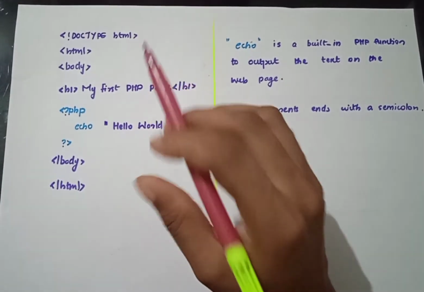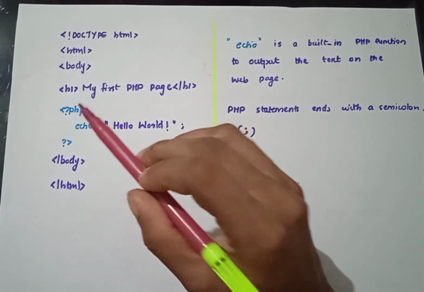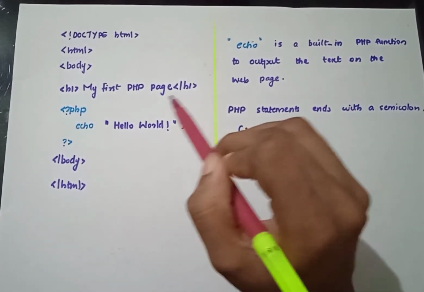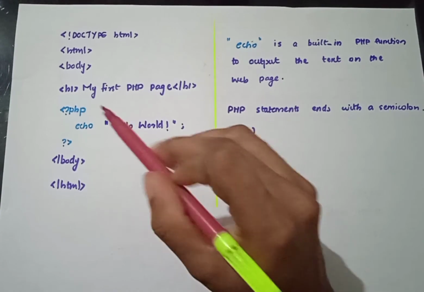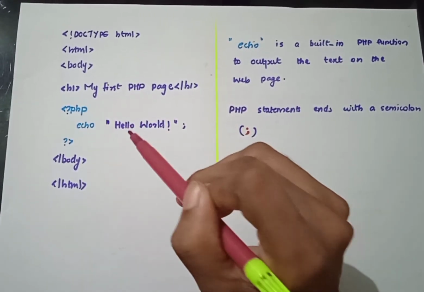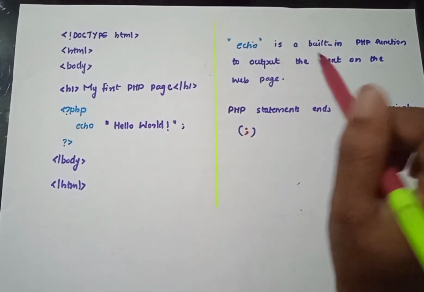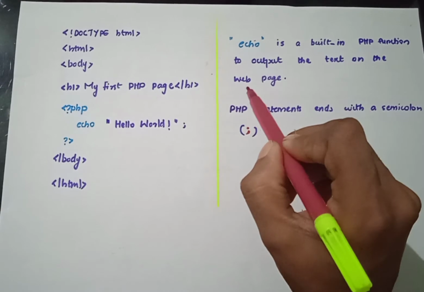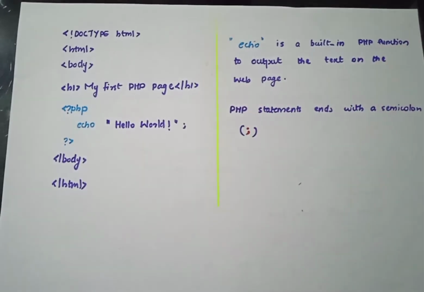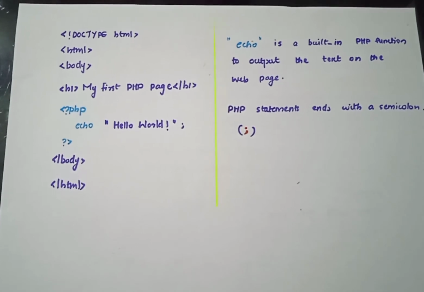So this will be displayed or functioned because this is server side scripting, because the things we have written are inside the PHP code. So this is server side scripting. And echo is used for what? To output things in the web page. And a PHP statement should always end with a semicolon.